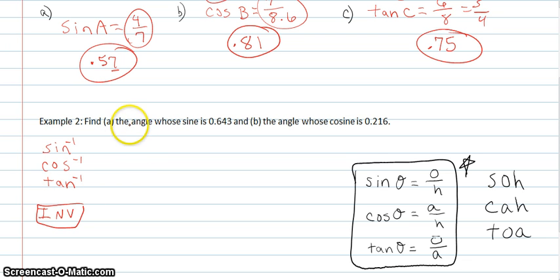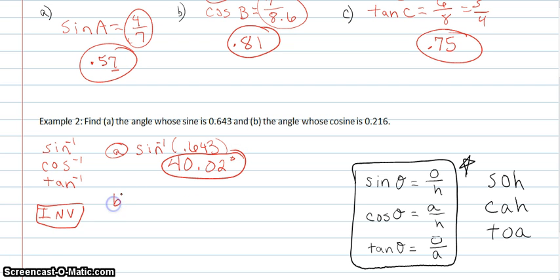So on A, it says the angle whose sine is 0.643. So I'm going to have sine to the -1 and then 0.643, and that's how it'll actually look on my calculator screen. So second, sine, 0.643, enter, and that is approximately 40.02 degrees.